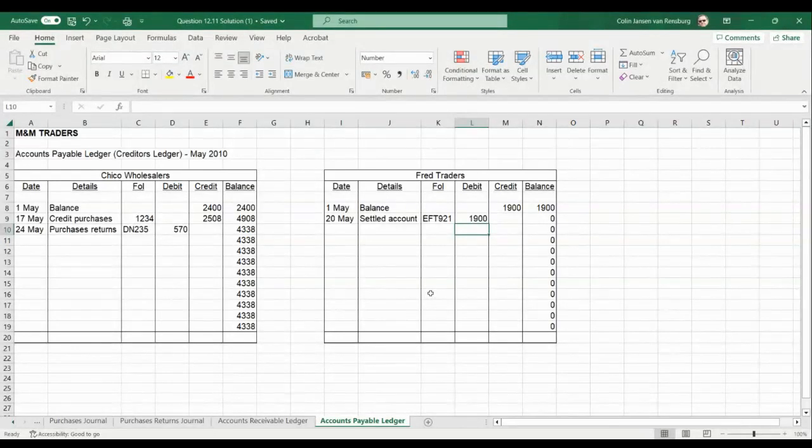Okay, ladies and gentlemen, so we had a look at our purchases journal. We had a look at our purchases returns journal. We also had a look at our cash payments journal. So that means we have now updated all our individual creditors accounts. And if these are the only two creditors we have, it means that the credit balance on our creditors control account in the general ledger at the end of May should be 4,336 rands plus the zero. Right.